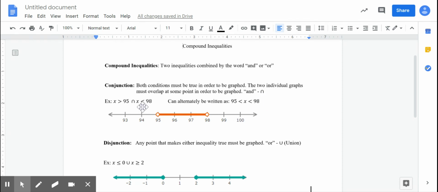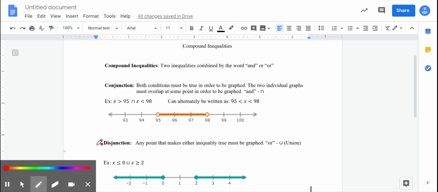Now, there's a couple of ways that you can see an and statement written. In our current example, it could have been x is greater than 95, intersection or and, x is less than 98. Okay, it can alternately be written as, since x is greater than 95, 95 is less than x. So we can write it all this way: 95 is less than x, and it's also less than 98. So pretty much every point in between these two values would meet this condition.